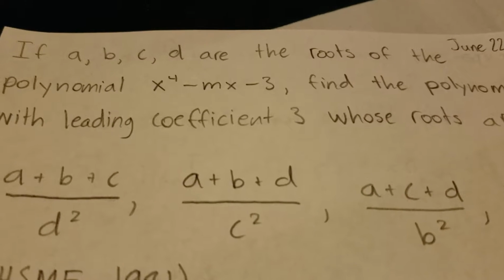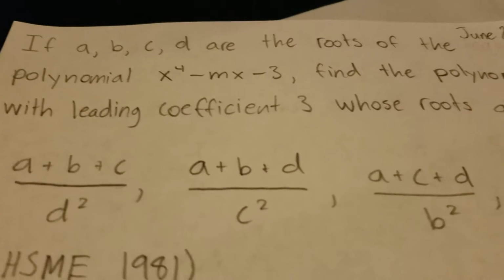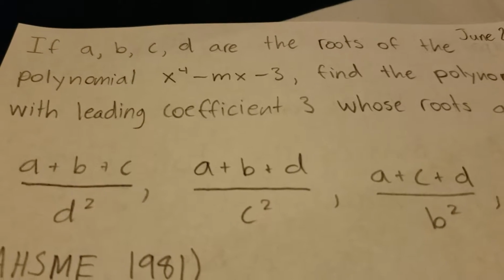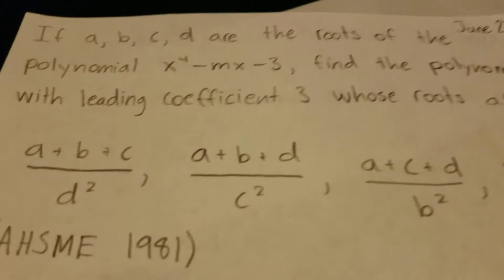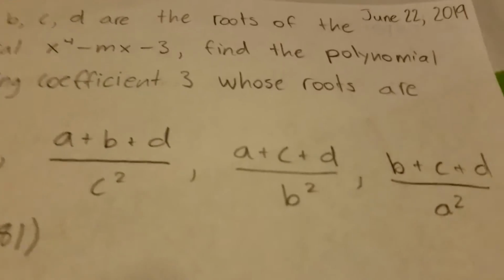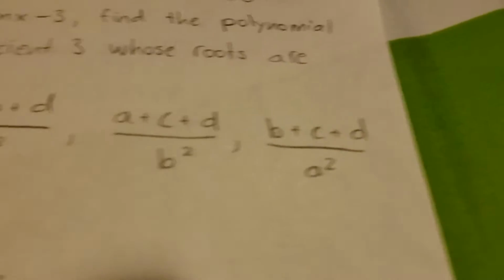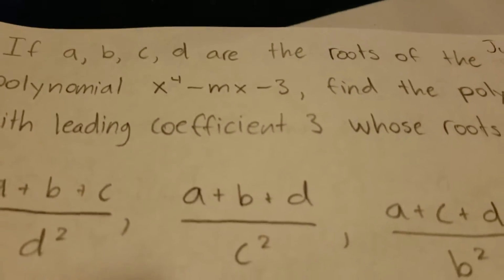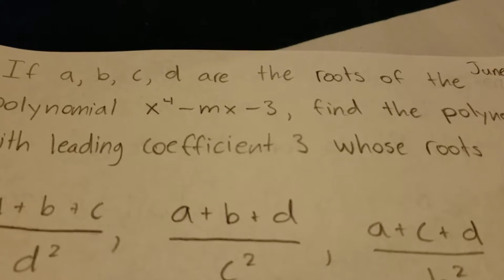So it's giving us the roots a, b, c, d of the polynomial x to the fourth minus mx minus 3. So those are the roots of this polynomial. And it's asking us to find another polynomial, with leading coefficient 3, whose roots are the following. And these roots that we're trying to find the polynomial with are in terms of the roots of this polynomial we're already given. X to the fourth minus mx minus 3.